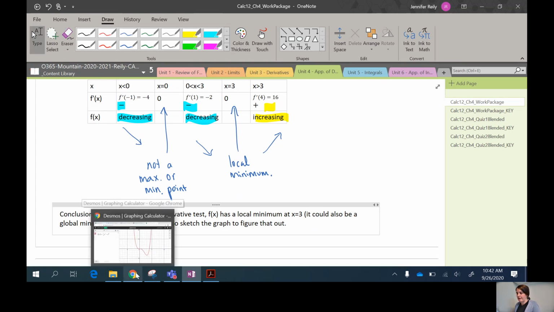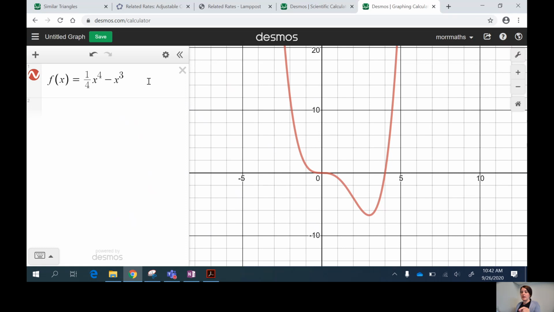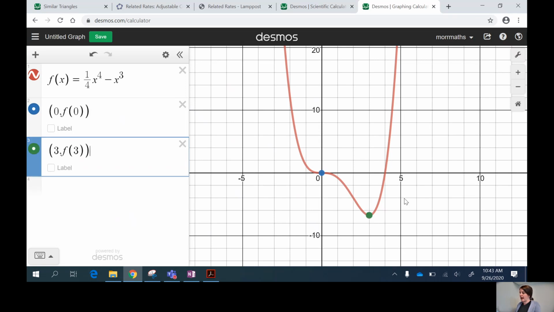So let me just show you the actual graph itself just to check. If I was you and doing this assignment, I would have Desmos by my side. So here's the graph we were interested in. We were looking at these 2 points, 0, f of 0, and 3, f of 3, and those were our critical numbers, right? And we found 0 was not a maximum or minimum, because it was decreasing and then decreasing. And then this was a global minimum because we were decreasing, but then increasing afterwards.